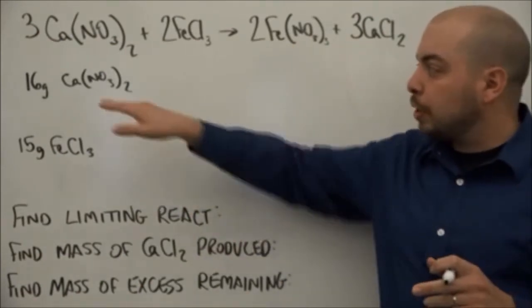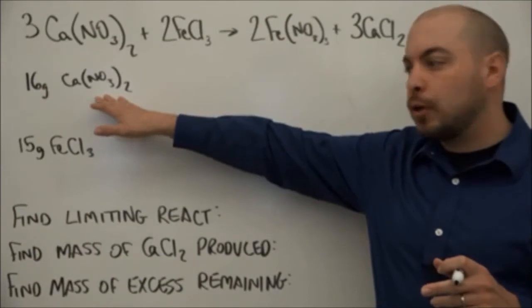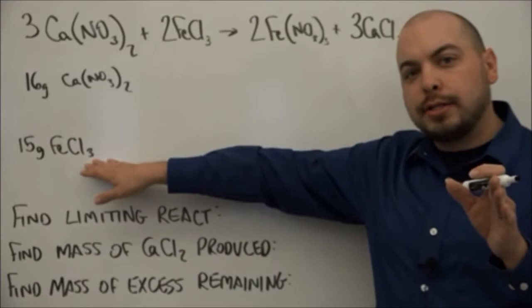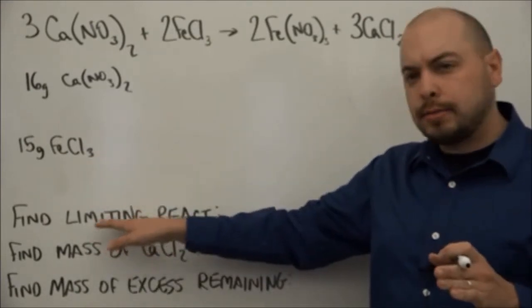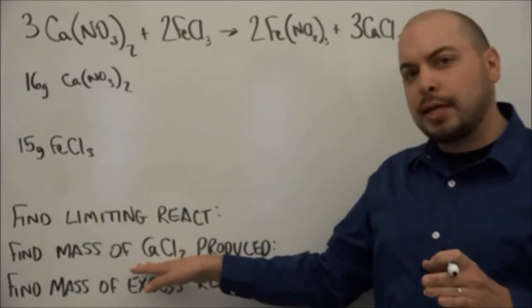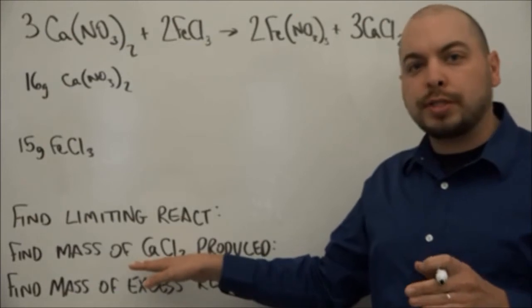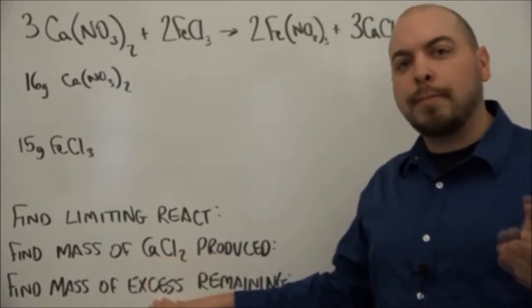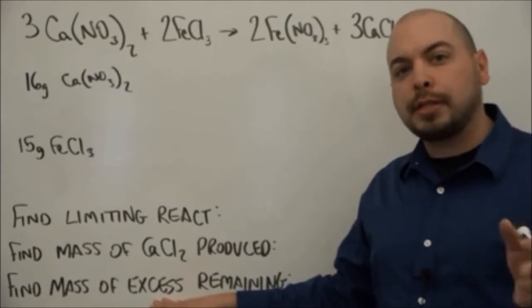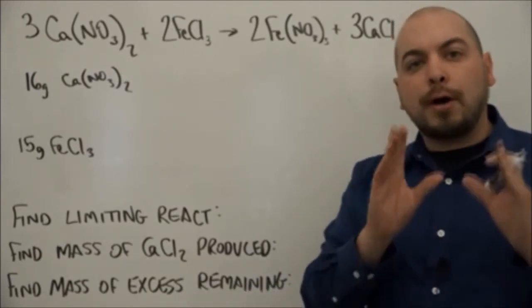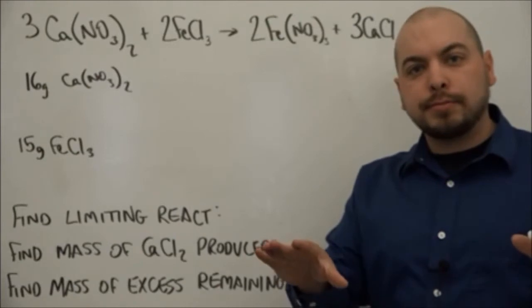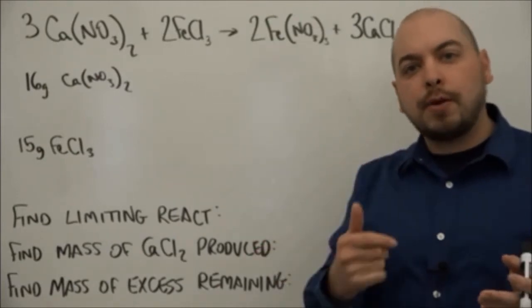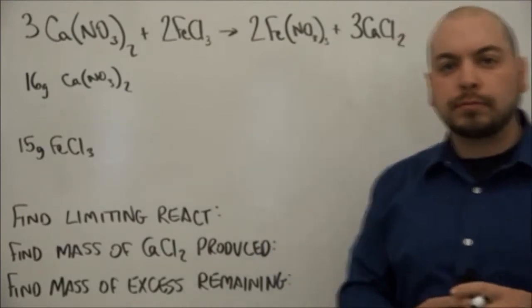We have initially 16 grams of calcium nitrate and 15 grams of iron chloride. I need you guys to find what is the limiting reactant, what is the mass of the calcium chloride produced over the course of this chemical reaction, and finally, how much excess reactant remains after the reaction is complete. So you guys should pause the video, take a few minutes. If you get stuck or get to an answer, unpause the video and we'll work through it together.